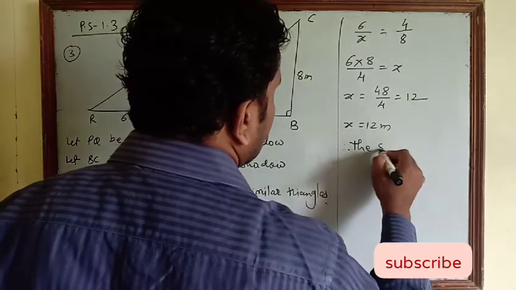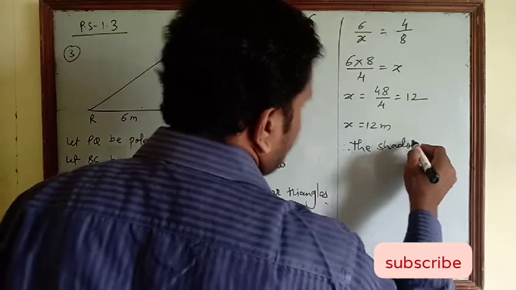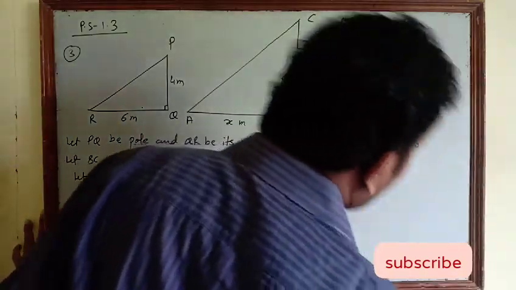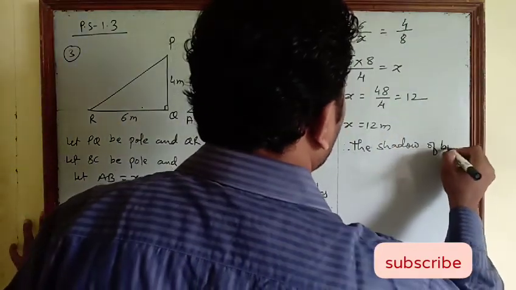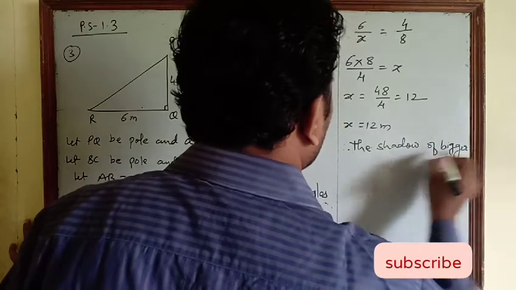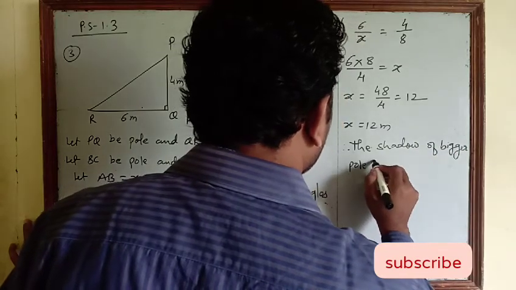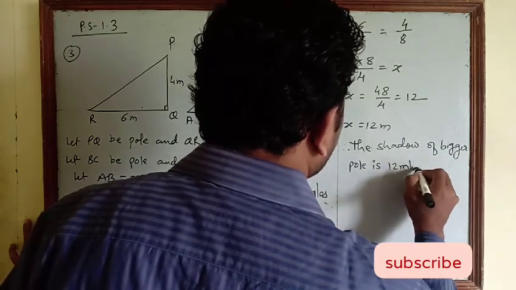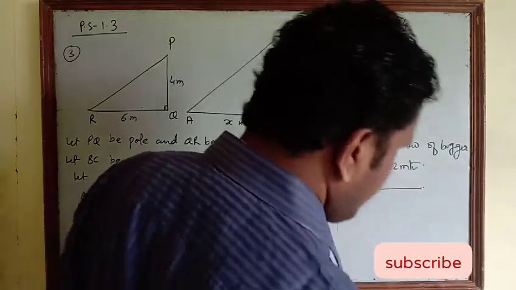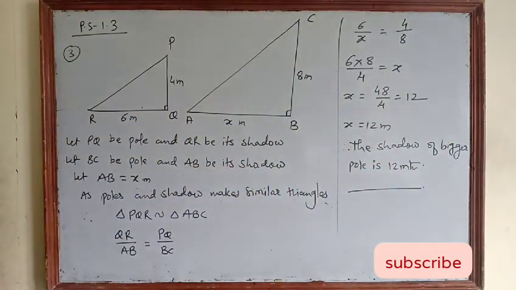Therefore the shadow, what are the wordings in the textbook? Shadow of bigger pole is 12 meters. Okay, write down the question.